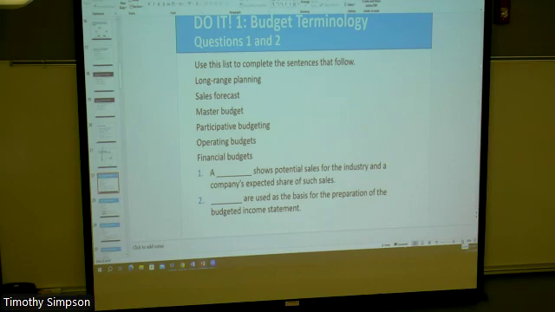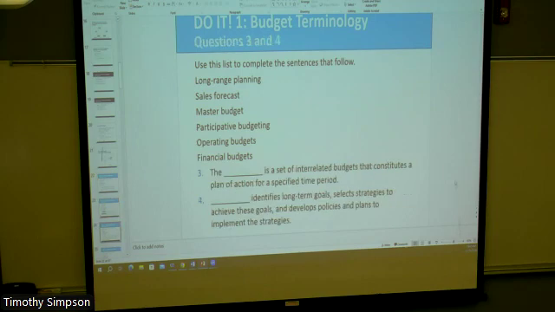Long range plan, number one, what shows potential sales by the industries and the company's expected share of such sales. And I think this would be a sales forecast, and it is. Number two, what is used as the basis for the preparation of the budgeted income statement. Well, that's part of the operating budget. So that's the one category of budget.